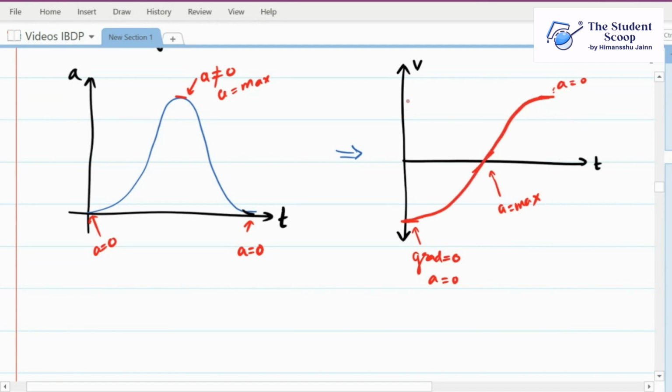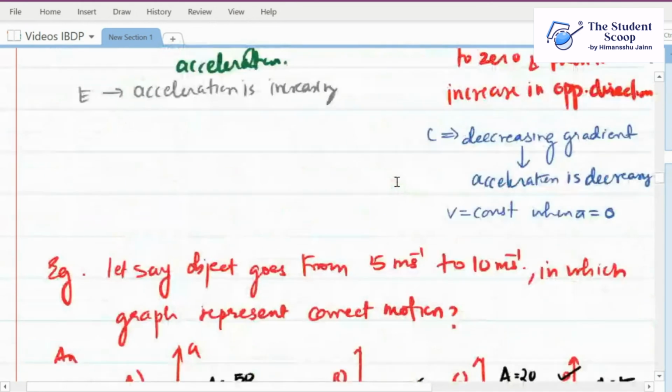Since this is positive acceleration, it has to have a positive gradient in the middle. So this is increasing and then it is decreasing. Here also there is increasing acceleration and decreasing acceleration, so the gradient is also increasing, then decreasing. So these are the same. These kinds of questions are expected to be known.